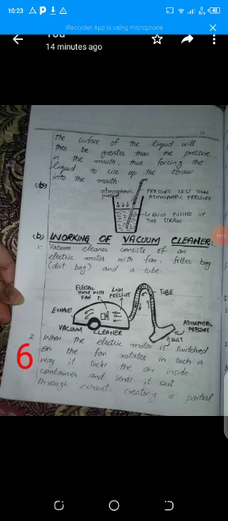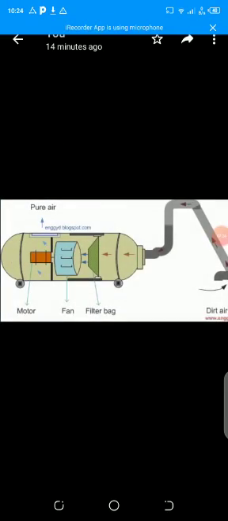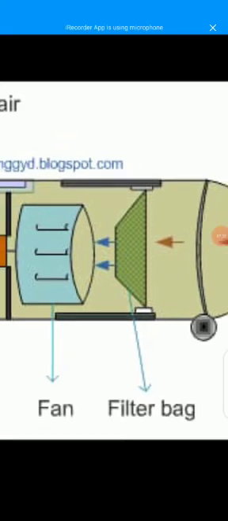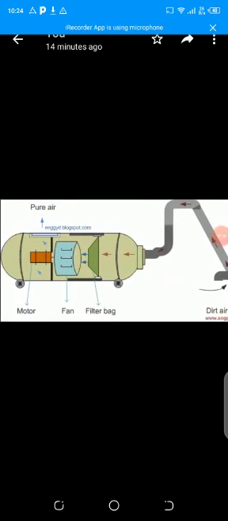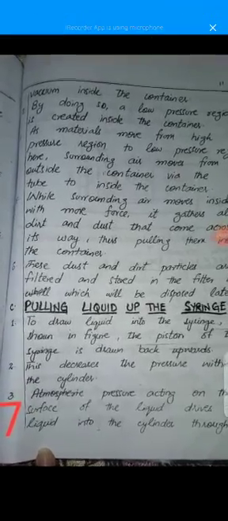When the electric motor is switched on, the fan rotates in such a way that it sucks the air inside the container and sends it out through the exhaust. Look at this diagram: there is a motor, and look at this fan. In front there is a filter bag, and at the front mouth is the dirty air. It captures the dirty air inside the vacuum cleaner container.